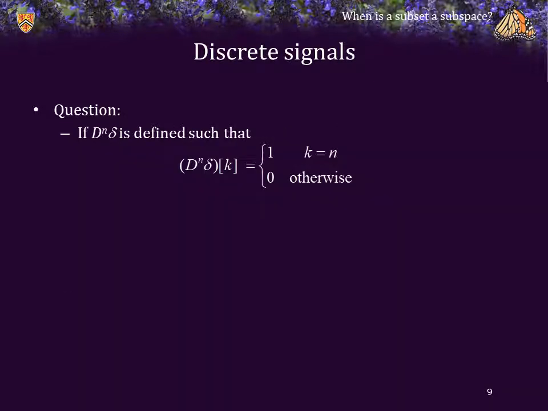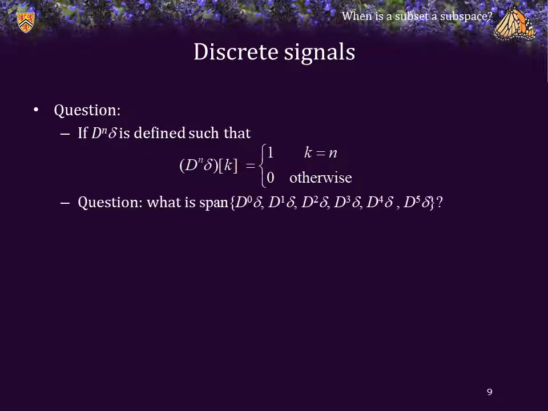All right, now, continuing in the vector space of discrete signals, let us define capital D sub n of delta to be that discrete signal that is equal to 1 when k is equal to n and 0 otherwise. Question: what is the span of these 6 discrete signals? Now, each of these is a vector in this vector space, and therefore the span is guaranteed to be a subspace. But what specifically, or how could we verbally describe that subspace?